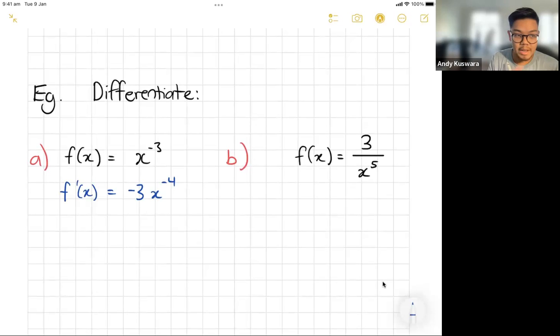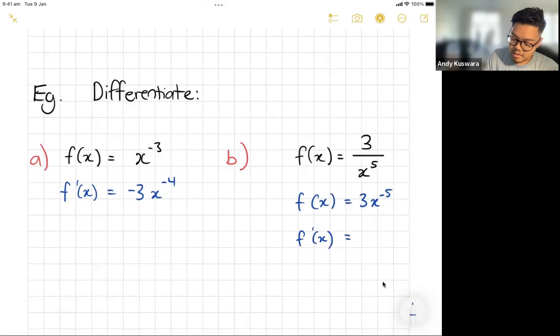As usual. Okay, now for something like this, where I have x to the power of 5 on the bottom, I need to recognize that this can be written as a negative index. So I can write it as, I haven't differentiated yet, I've just written it as f(x) equals 3 times x to the negative 5. That's the same thing. And then now I can differentiate it as usual. Minus 5 comes down to the front, minus 5 times 3 is negative 15. x stays the same, and I take away 1 from the power, so it becomes x to the negative 6.